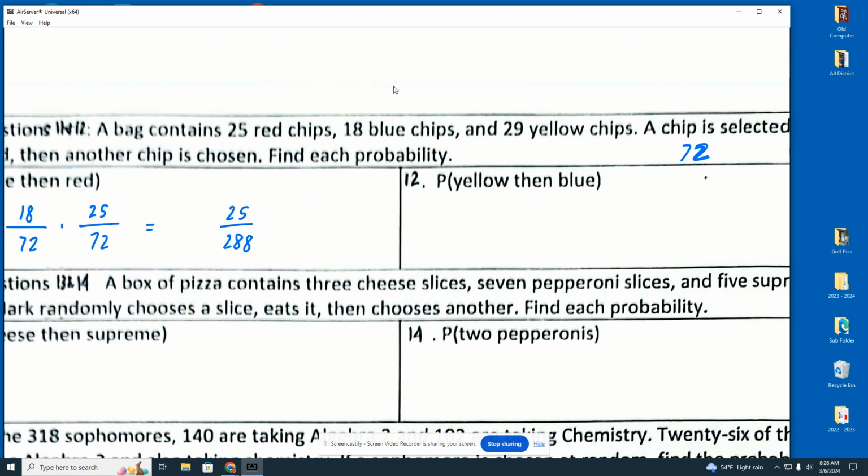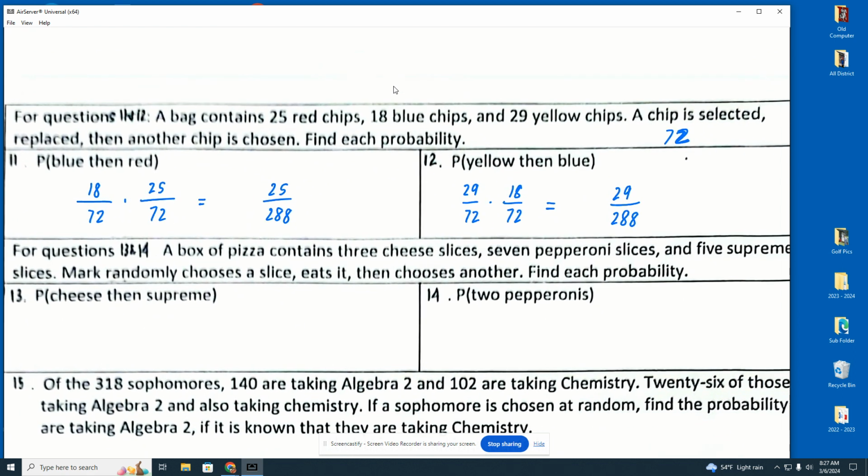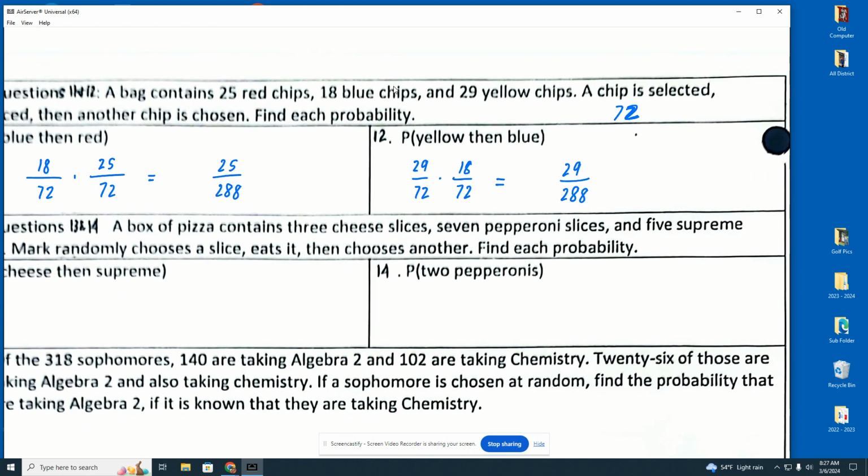How about a probability of yellow and then blue? So again, multiple events, multiply events. We got 72 chips. How many of them were yellow? 29. You did it. You got a yellow chip. You put it back in. You reach back to find another one. What's the probability that it's blue? 18 out of 72. So you multiply all that together, and this one is 29 out of 288. Okay? Questions about that?